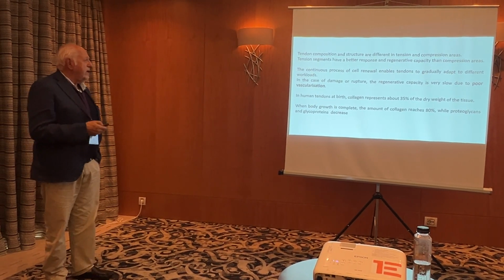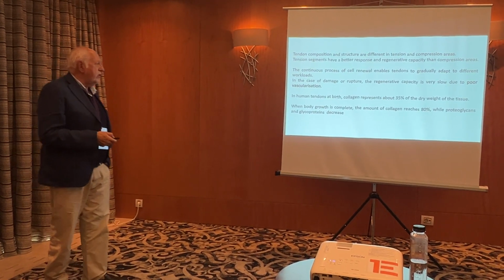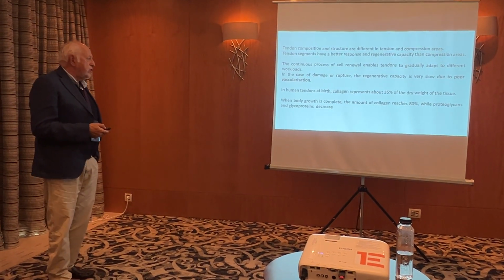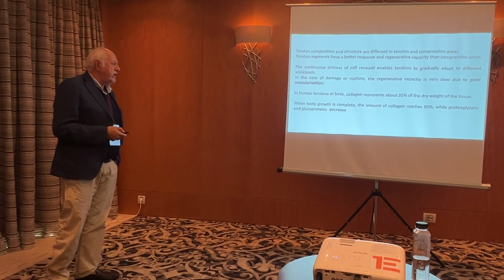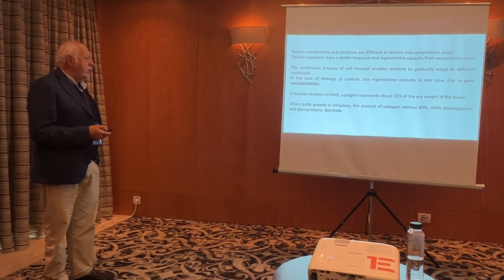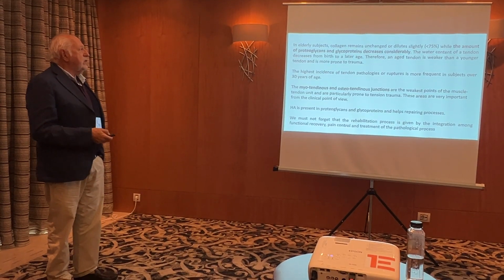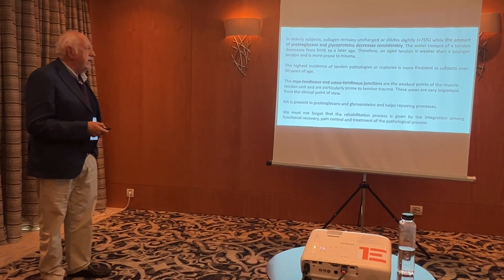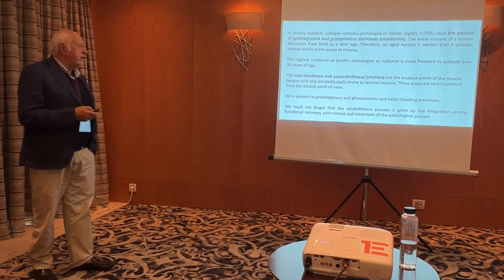So this is the fundamental problem. In human tendon at birth, collagen represents about 35% of dry weight of tissue. When body growth is complete, the amount of collagen reaches 80%, while proteoglycans and glycoproteins decrease. In elderly subjects, collagen remains unchanged or slightly diluted, while the amount of proteoglycans and glycoproteins decreases.